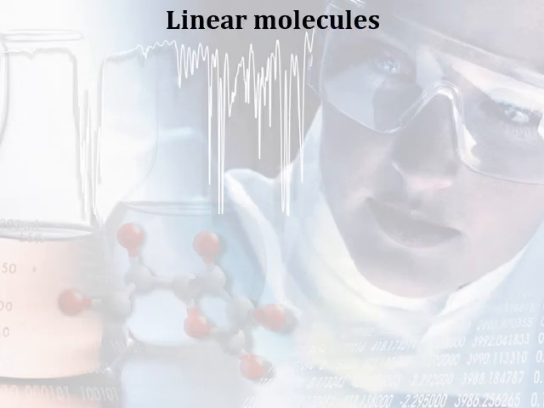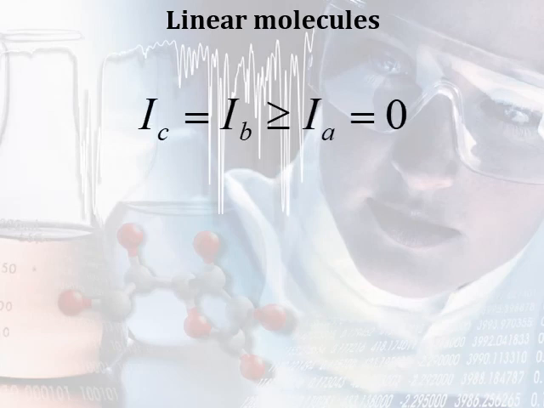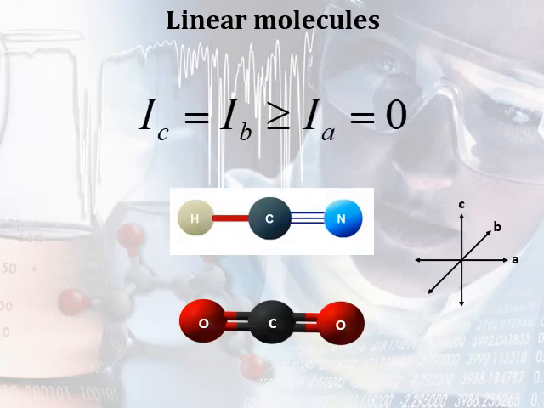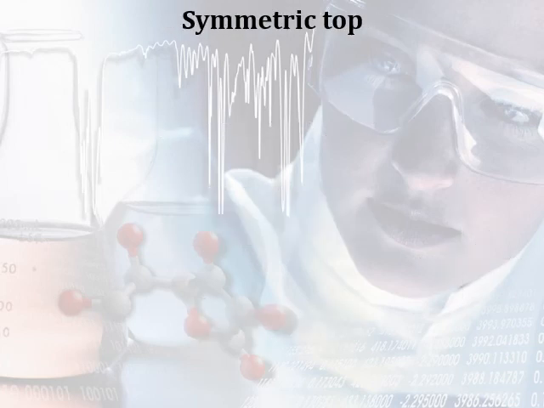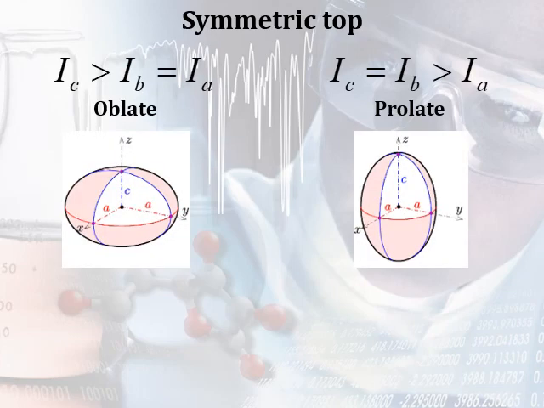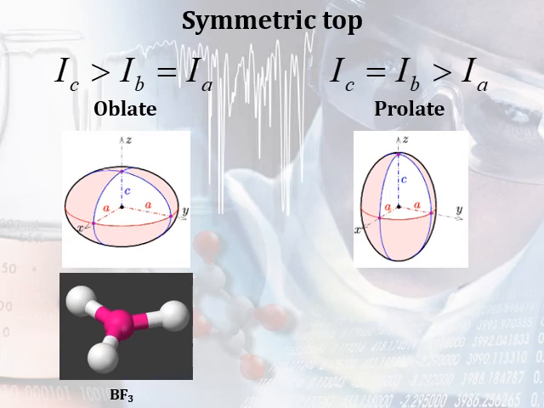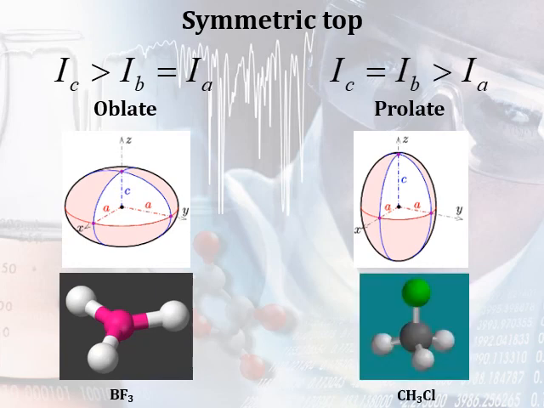Linear molecules. Linear molecules are those whose principal moments of inertia are as follows. Examples of linear molecules are HCN and CO2. Symmetric top molecules. Symmetric top molecules can be of two types depending upon the following conditions of principal moments of inertia, that are, oblate or prolate. An example of an oblate molecule is BF3.